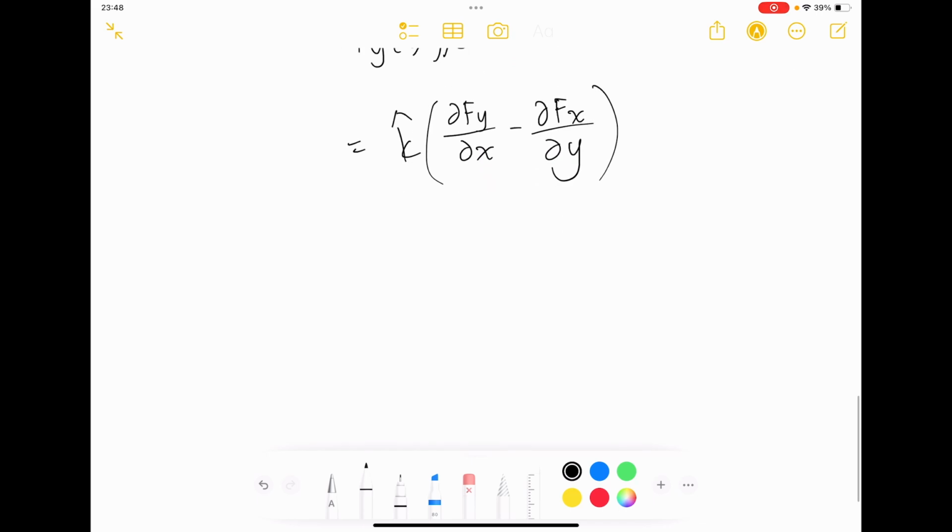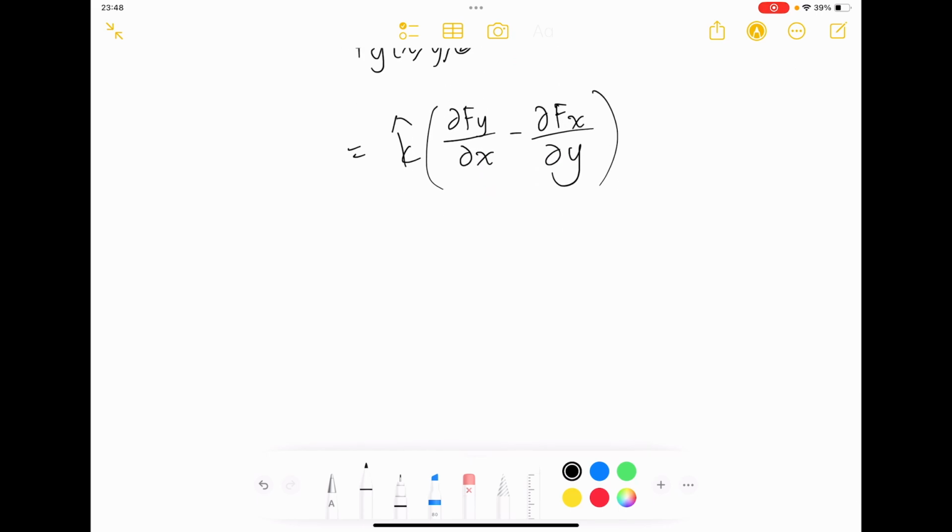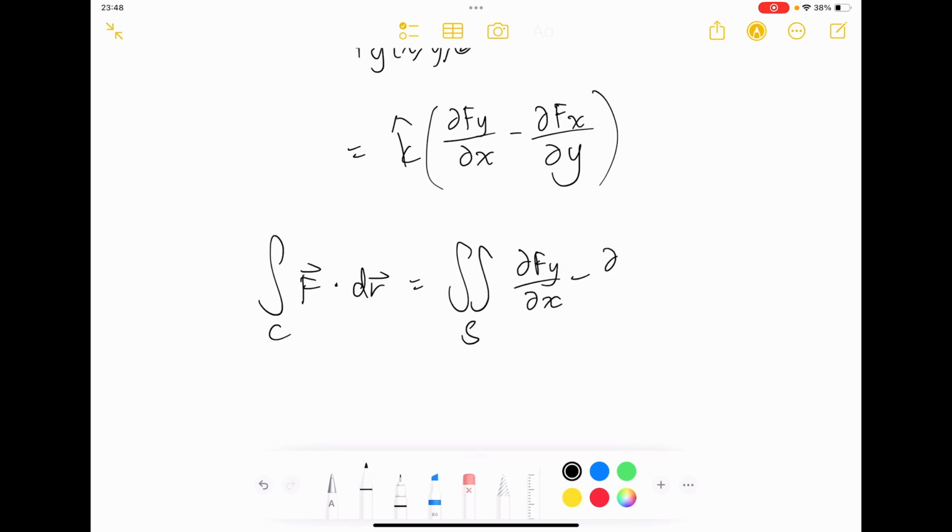That's kind of where Green's theorem comes from, because if you take a look at Green's theorem, this is for a 2D vector field. The left side is the same, but the right side is literally just this, right? And ds. And this is where it comes from.